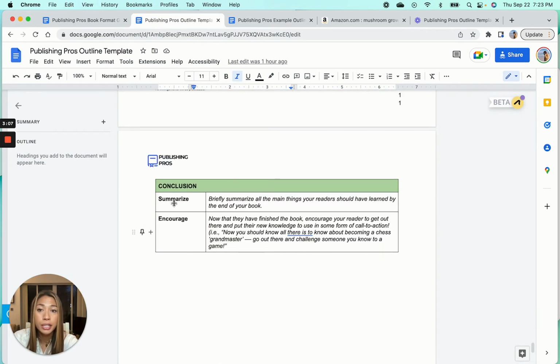And lastly, you're going to want to fill out your conclusions. At this point, you're just going to want to let the ghostwriter know that this is the place where they're going to summarize all of the main things that your readers should have learned by the end of the book, as well as maybe giving some encouragement to the reader to go out there and actually apply the skills that they've learned. In this case, we've given the example of now you should know all there is to know about becoming a chess grandmaster, so go out there and challenge someone you know to a game. So you're just going to be wrapping it all up.